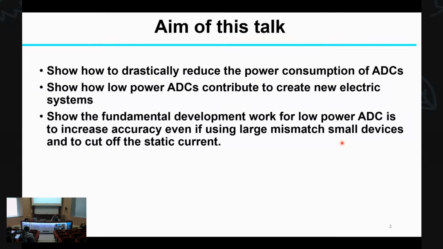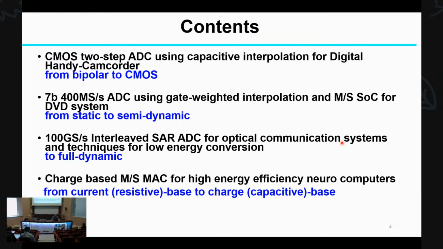The aim of this talk is to show how to drastically reduce the power consumption of ADCs. Next is how low power ADCs contribute to creating new electric systems. Lastly, to show that the fundamental development work for low power ADC is to increase the accuracy even when using large-mismatch small devices, and how to cut off the static current. So this is the contents of my talk.